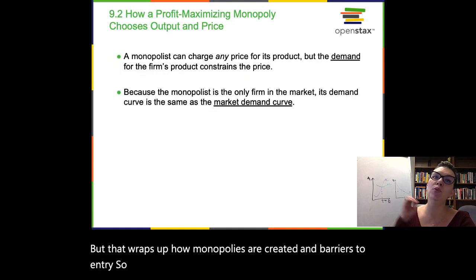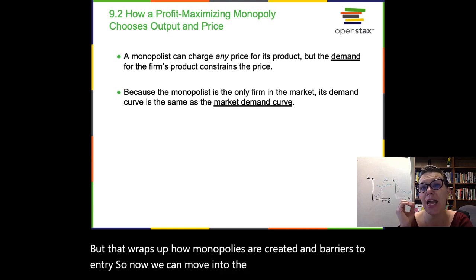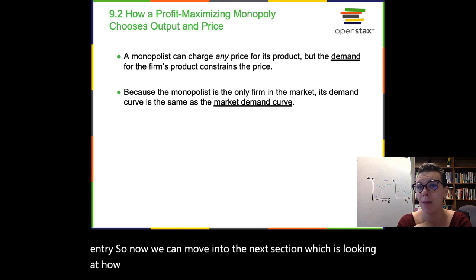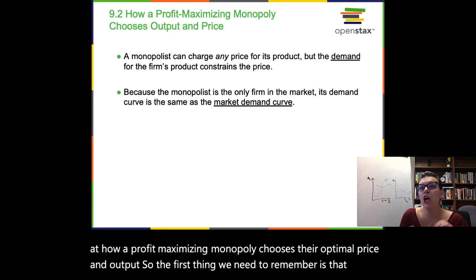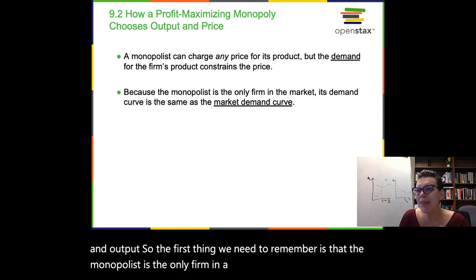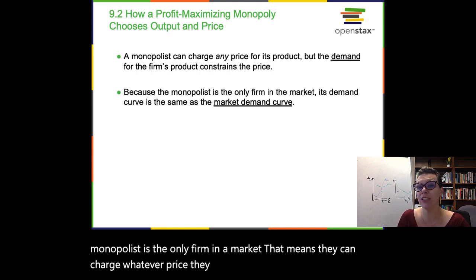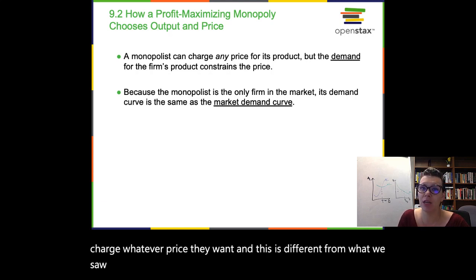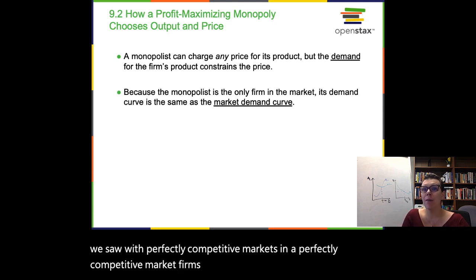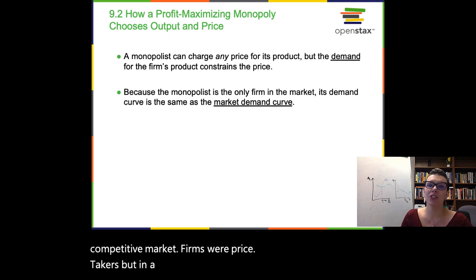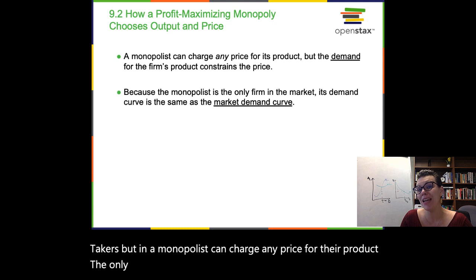So now we can move into the next section, which is looking at how a profit-maximizing monopoly chooses their optimal price and output. The first thing we need to remember is that the monopolist is the only firm in a market. That means they can charge whatever price they want. This is different from what we saw with perfectly competitive markets, where firms were price takers. But in a monopoly, a monopolist can charge any price for their product. The only constraint is the demand curve.